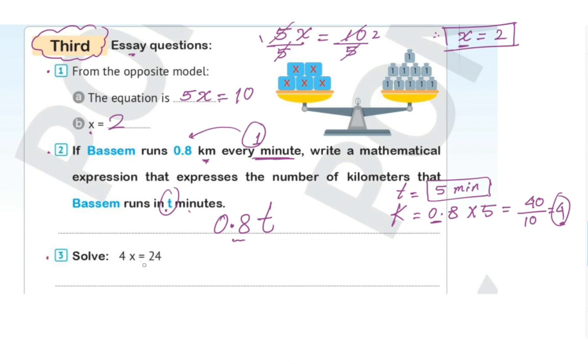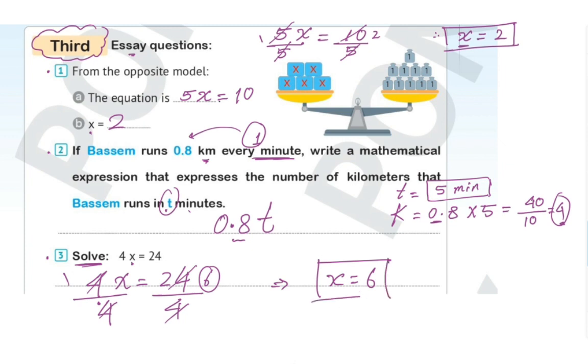Point 3. Solve: 4x equals 24. What's the meaning of solve? Find the value of the variable. Where's the variable? x. Note with me, I have 4x equals 24. So I need to get rid of this 4 by dividing by the same number, the coefficient, on both sides. 4 by 4 is 1. 24 by 4 equals 6. That means the value of x equals 6. Now this is our solution.